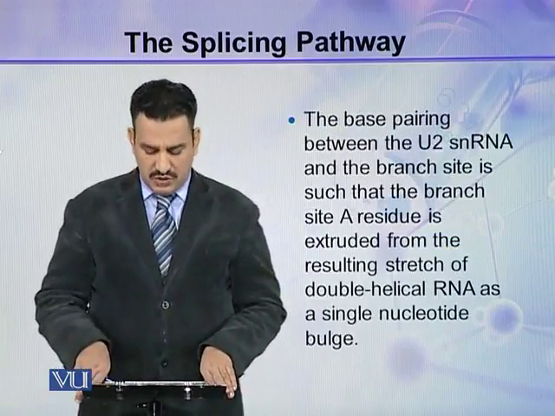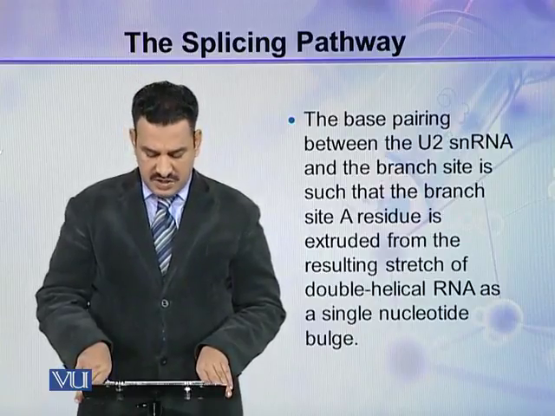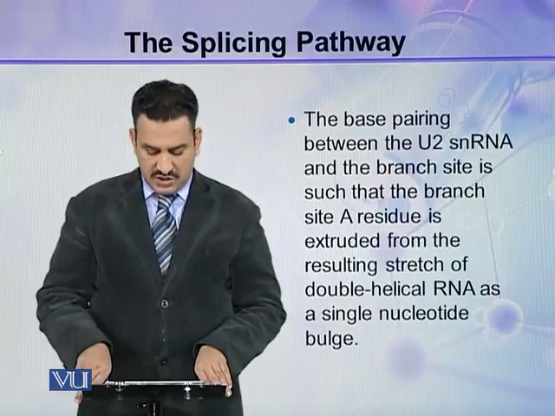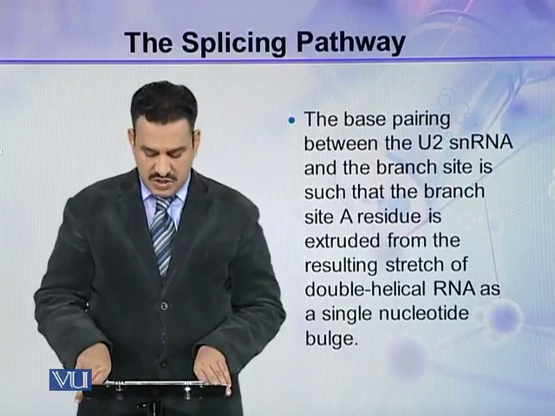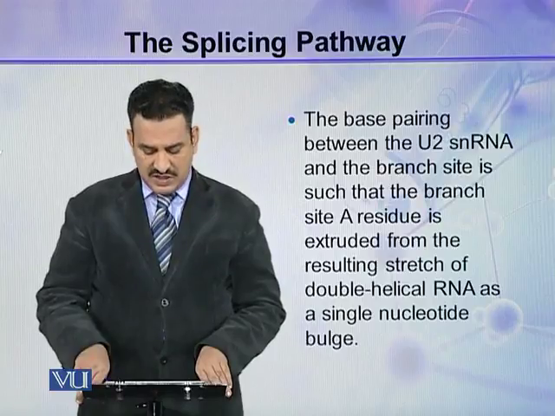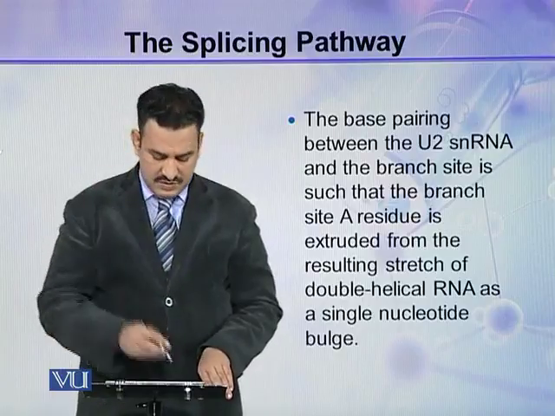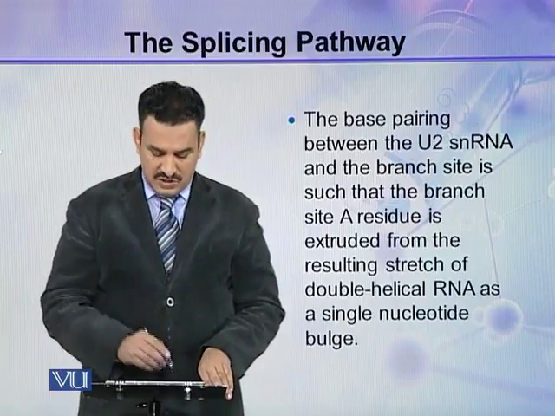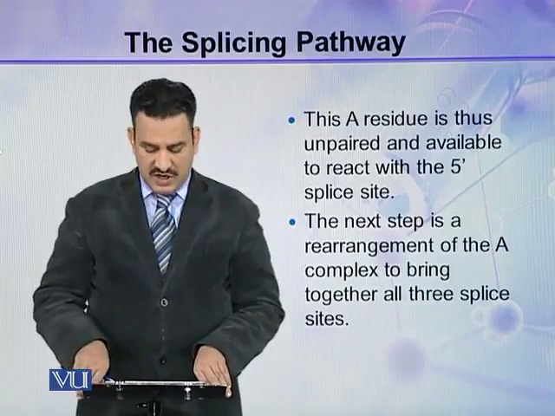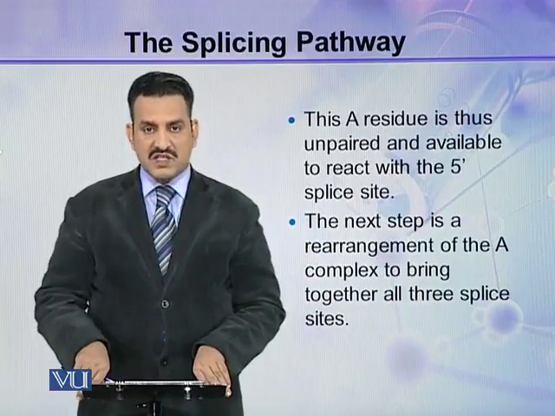The base pairing between the U2 snRNP snRNA and the branch site is such that the branch site A residue is extruded from the resulting stretch of double-helical RNA as a single nucleotide bulge. A bulge is formed, as you have seen in the figure. This A residue is thus unpaired and available to react with the 5' splice site.